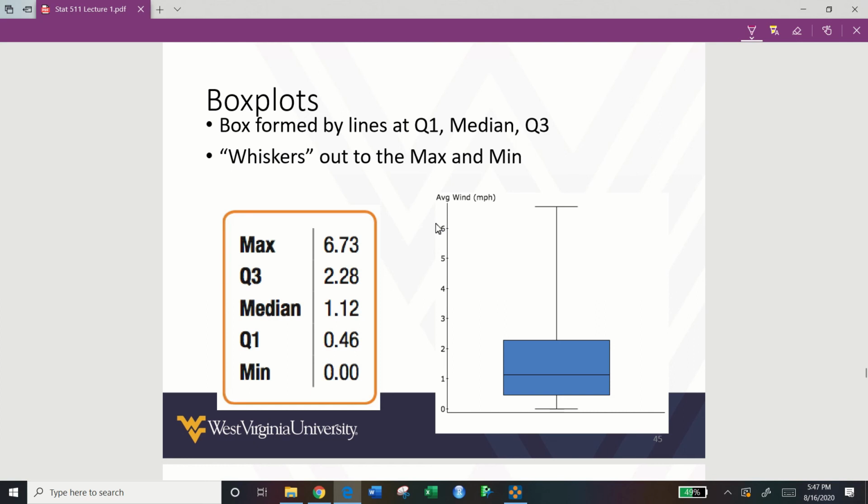So we can take a look at this box plot and we can see that 75% of our data is located between 0 and a little over 2. The rest of it, notice that we're talking about average wind speed, so that last 25% spans from 2.28 to over 6. This tells us, looking at it, that our data is skewed. Most of our data is clustered from 0 to 2, and the rest goes from 2 to almost 7.